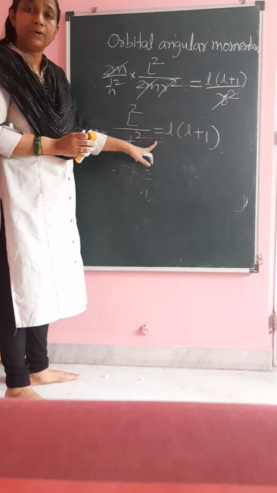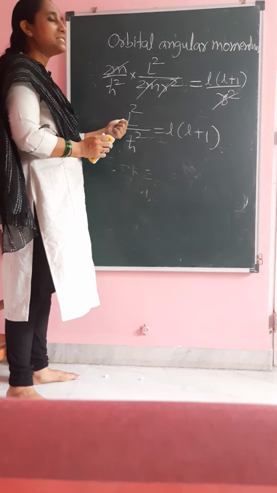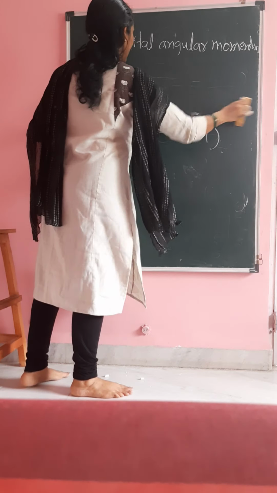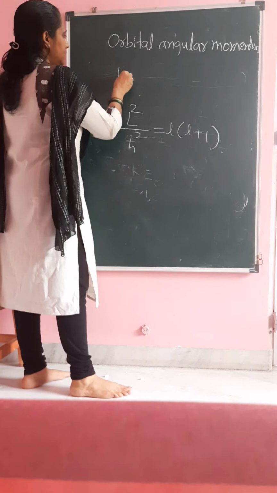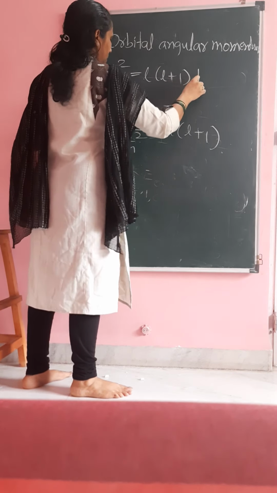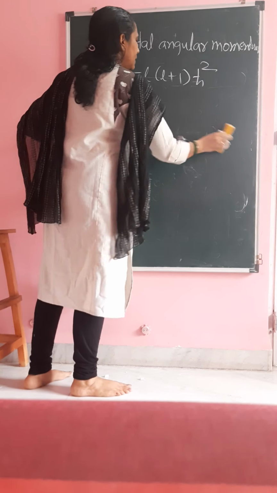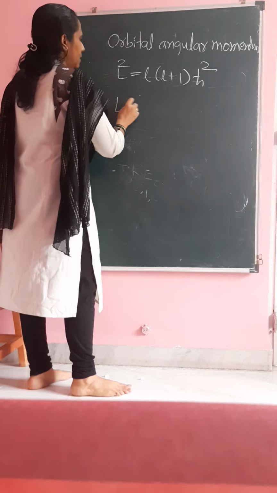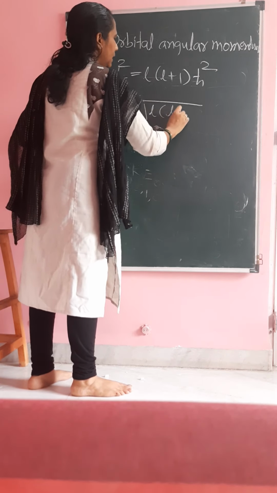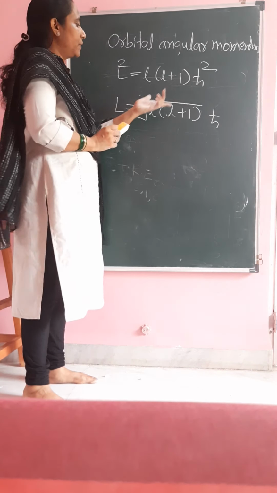Now, what is our aim? Our aim is to derive the expression for orbital angular momentum, means L. So, from this equation, we will first get L square. So, your L square is this. L square is l into l plus 1 into h cross square from this. Okay. And our final expression for L will be under root of this. So, it will be under root l into l plus 1. Now this h cross will be outside the square root term.